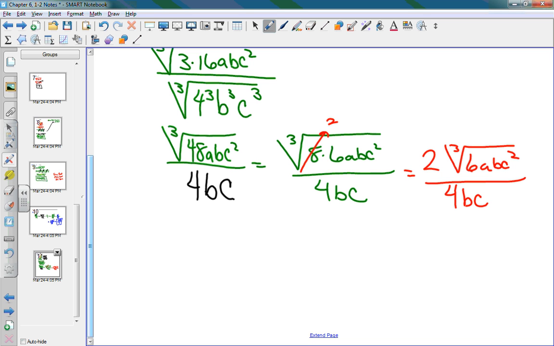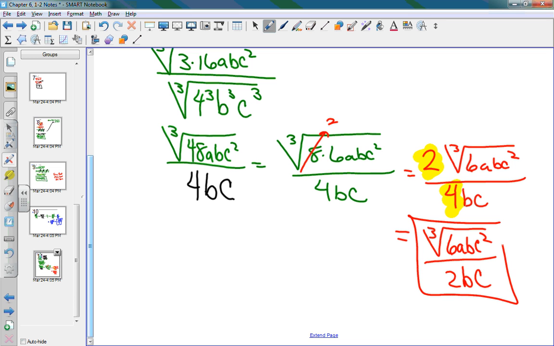Well, what can I do with the outside numbers? I can reduce that to give me the cube root of 6abc squared all over 2bc. Now it's reduced and rationalized. And I am done. Do all of your homework tonight, and we will go over any questions you have tomorrow.